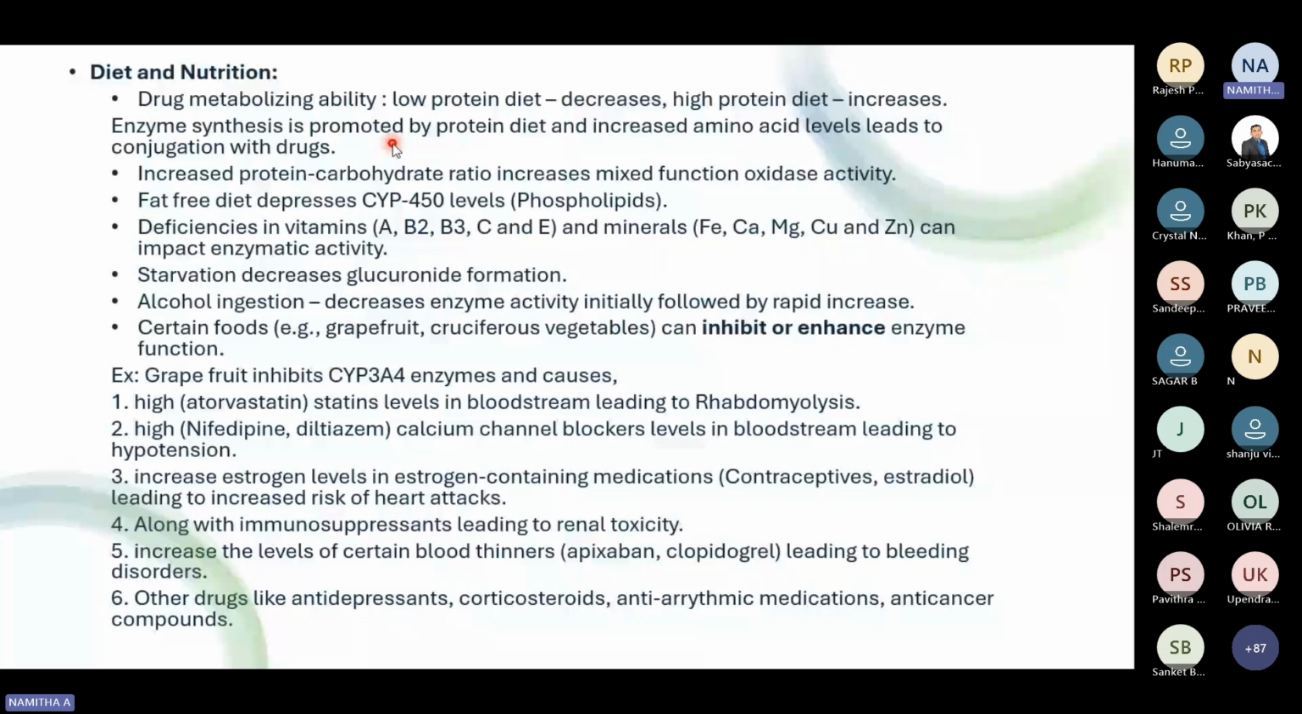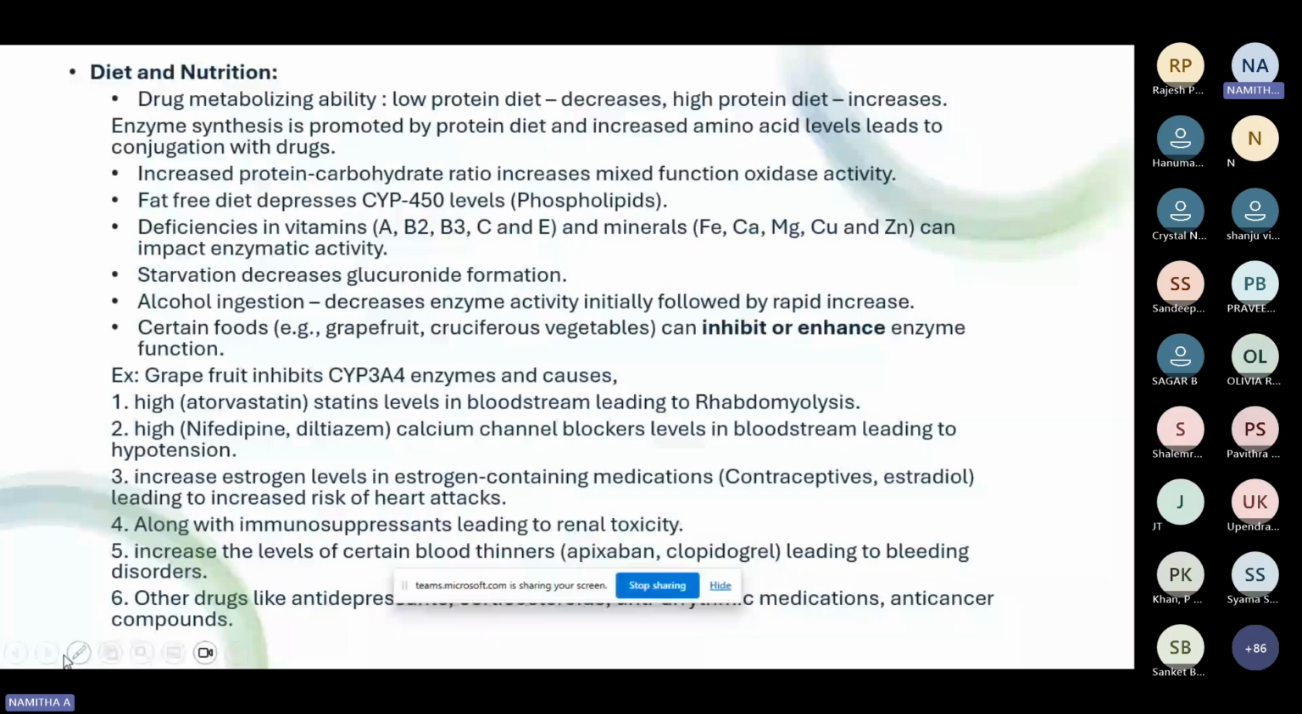An increased protein to carbohydrate ratio increases the mixed function oxidase activity. A fat-free diet depresses CYP450 levels, because phospholipids are the main components of the CYP450 membrane. Hence, a fat-free diet depresses CYP450 levels. Deficiency in vitamins, that is vitamin A, B2, B3, C, and E, and minerals such as iron, calcium, magnesium, copper, and zinc can impact enzymatic activity.